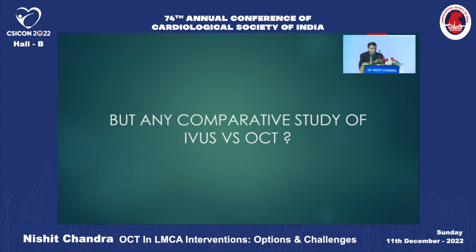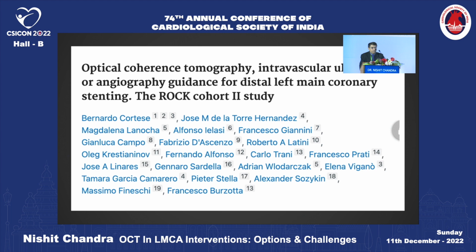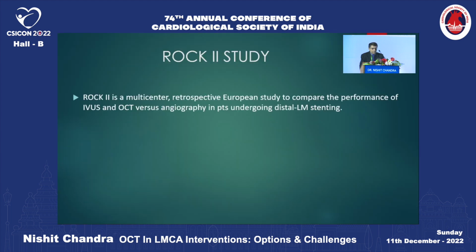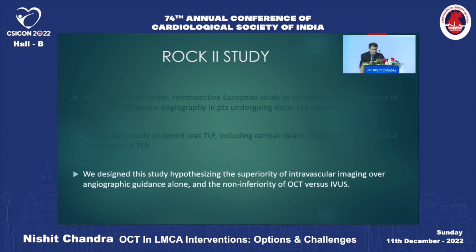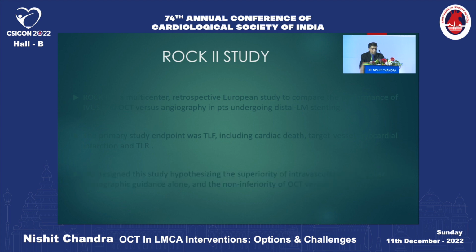But are there any comparative studies of intravascular ultrasound versus OCT in left main? As a follow-up of ROC1, the ROC2 study was planned, again in European centers, where they compared IVUS and OCT directly versus angiography in patients undergoing distal left main stenting. The primary endpoint was target lesion failure, including cardiac death, TVR, and TLR. The hypothesis was to establish superiority of imaging over angiographic guidance alone, and non-inferiority of OCT versus IVUS in the left main scenario.